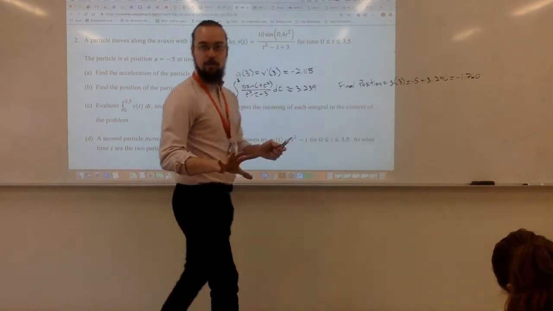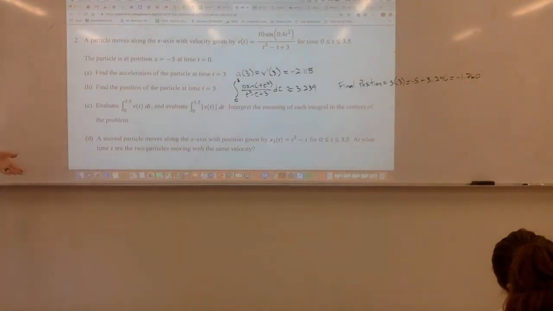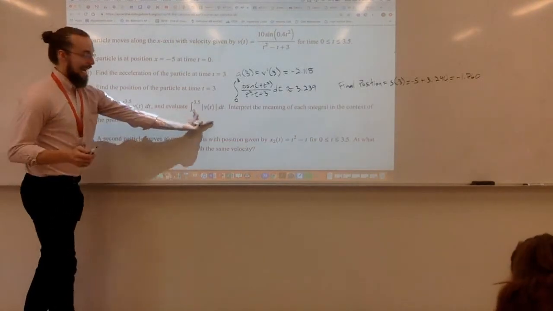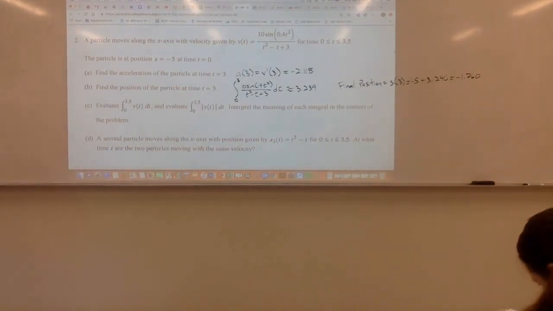So, we okay with B? Right, not too bad, right? This isn't too horrible. So then C. It says to evaluate two different integrals: the integral from 0 to 3.5 of v of t dt, and the integral from 0 to 3.5 of the absolute value of v of t dt, and explain what each of these things mean.